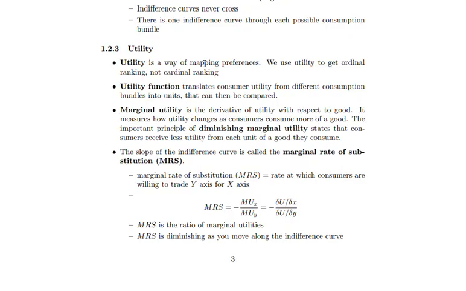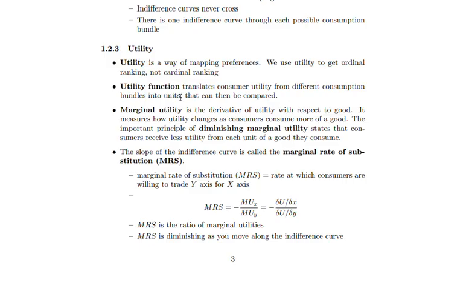Utility is a very important concept in consumer theory because we need to know how you feel if you buy the thing, how happy you are. That kind of thing is utility. Utility is a way of mapping preferences. We use utility to get our ordinal ranking, not cardinal ranking. The utility function translates consumer utility from different consumption bundles into units that can then be compared.